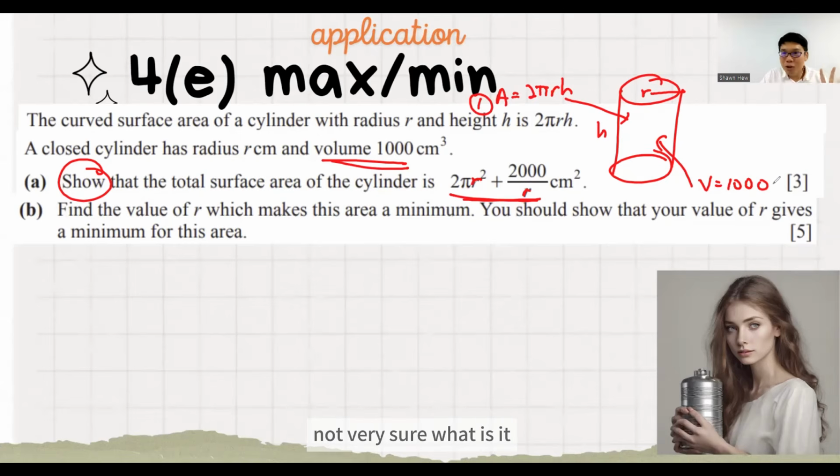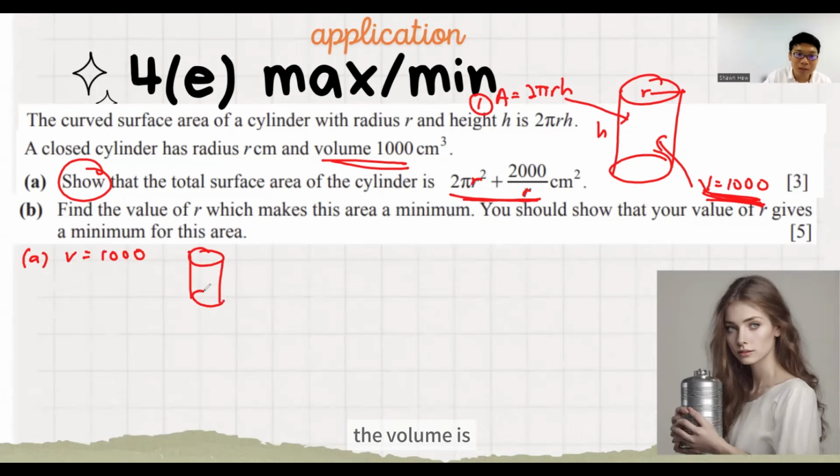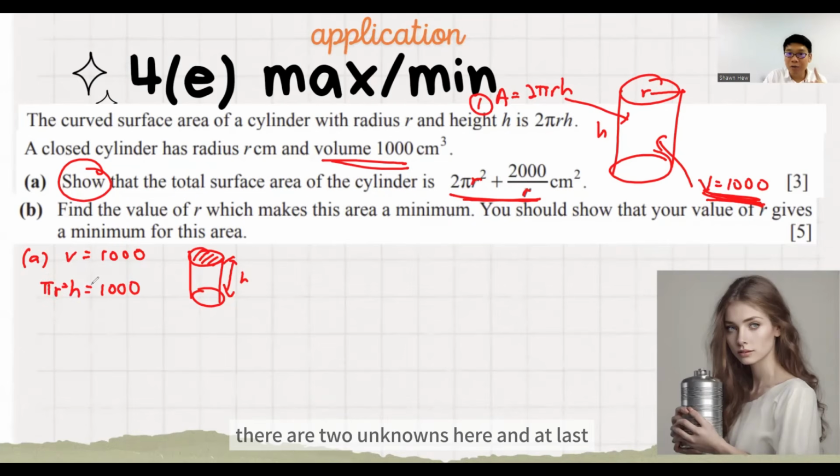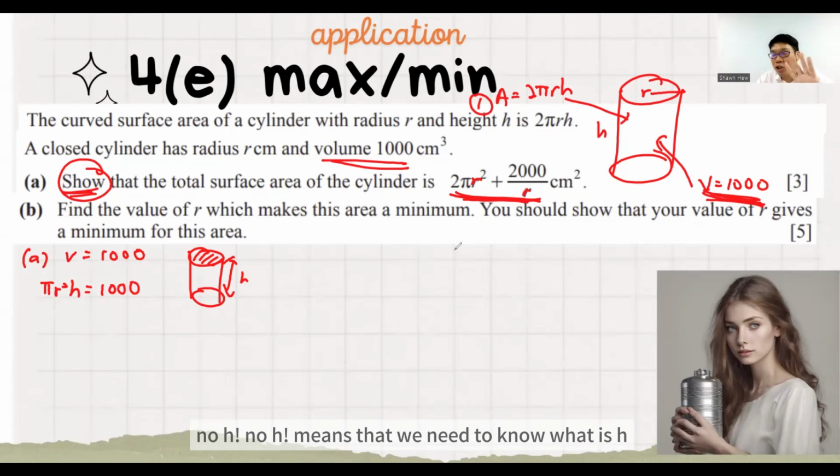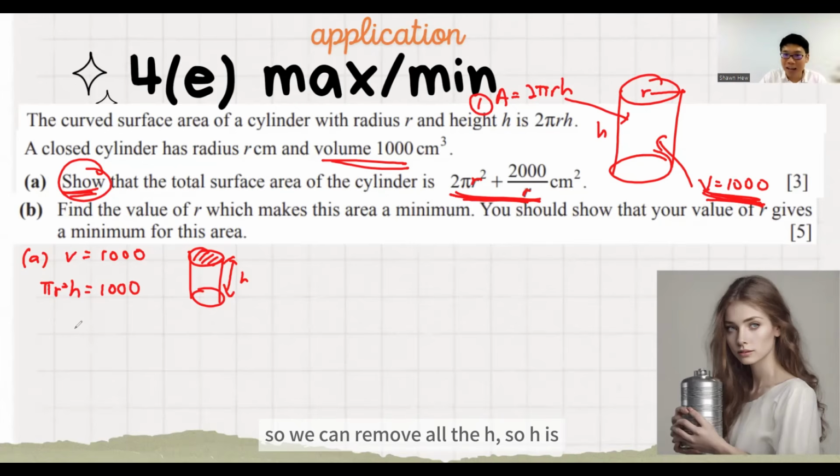So if you're not very sure what it is, no worry, we just use whatever they give us first. Volume is 1000, and we know the volume is base area times the height. So the base area is pi r squared. Pi r squared times h is 1000. There are 2 unknowns here, and at last, the question asks us to show no h. No h means that we need to know what h is, so we can remove all the h. So h is 1000 over pi r squared. So we must know what h is, so later when we see any h, we can replace it.